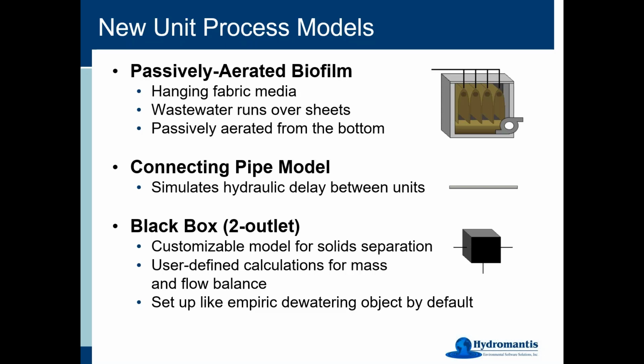We also have a new black box model. As you know, the black box model we have right now just has an in and an out connection point, and you can do lots of interesting things with it. We now have a 2 outlet one that allows you to do flow balancing and mass balancing. We have it set up by default like the empiric dewatering object, but you can replace the calculations for figuring out how much mass goes here or there by having access to the code, and we allow you to change the actual equations there and customize them as you need.